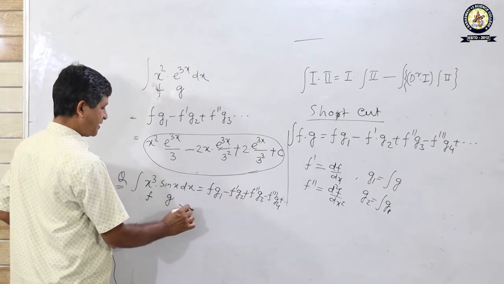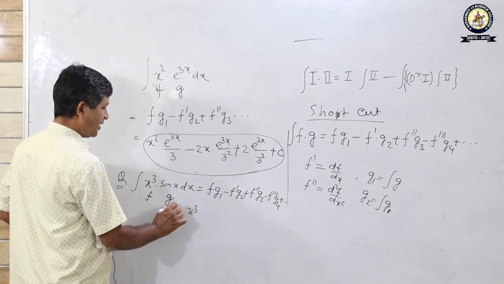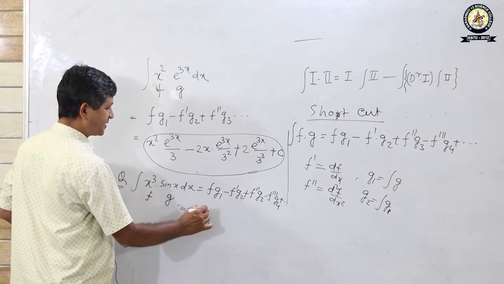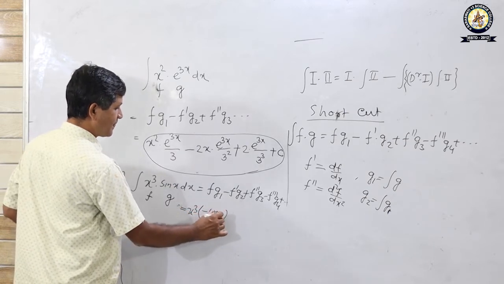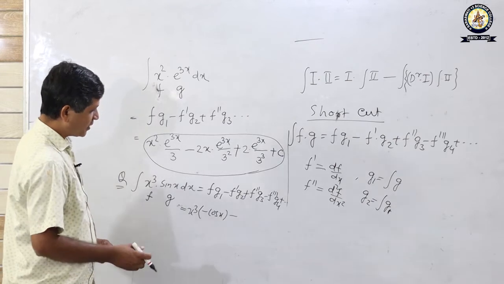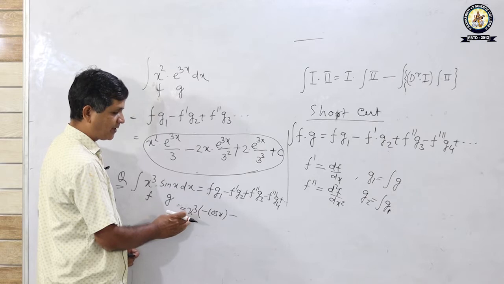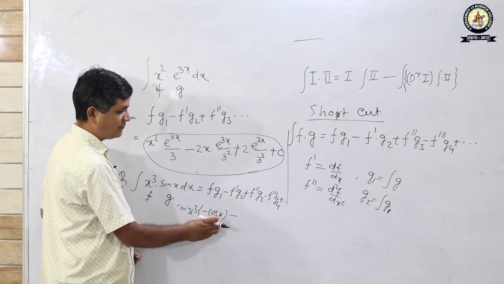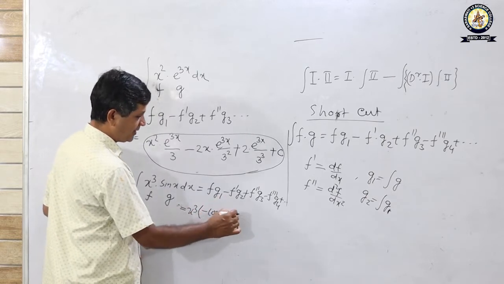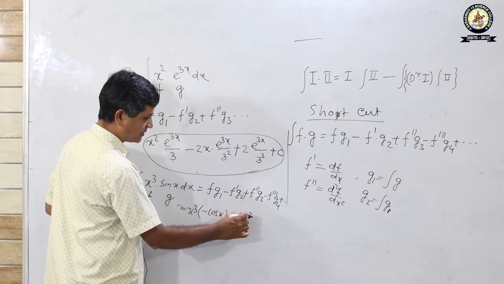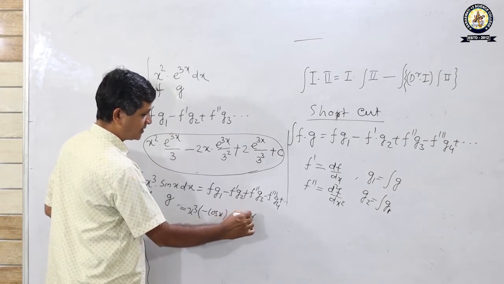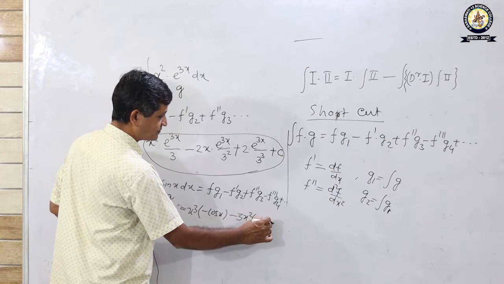F g1 means x cube into the integration of sin x. What is the integration of sin x? It is minus cos x. Minus, after the formation of the first term, you take the consecutive derivatives of x cube and the integration of the other term continuously. So the derivative of x cube is 3x square. Minus cos x integration is minus sin x.